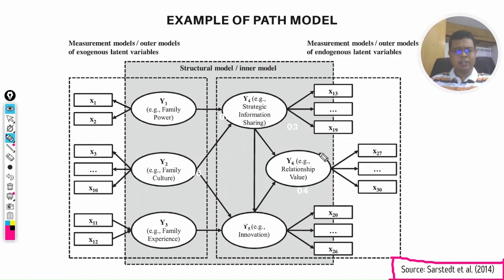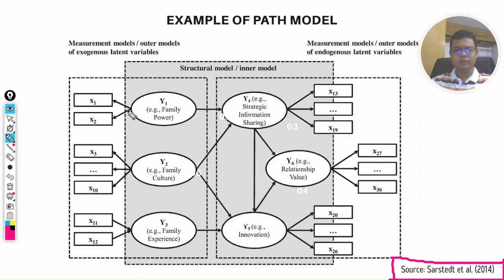In this path model, you will see there are lots of options. For example, these are Y1, Y2, Y3. For example, family power, family culture, family experience. These are the independent variables, right? And the final dependent variable is relationship value. But strategic information sharing and innovation, these two variables are acting as mediating variables or mediating factors, right?